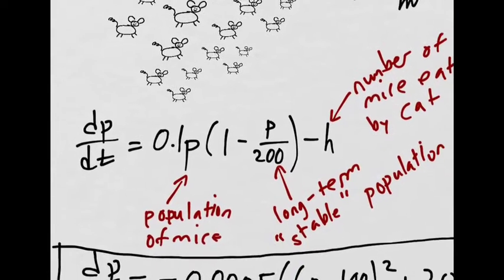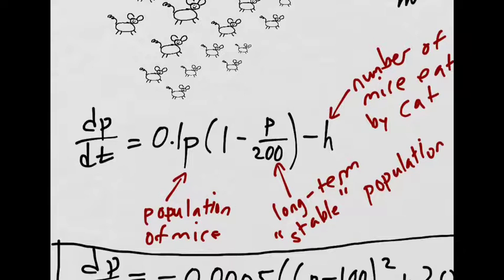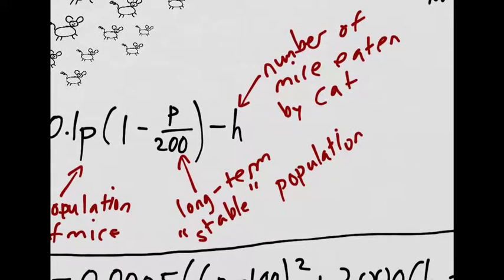So this formula down here is called the differential equation, and it's something you don't really deal with in high school, but basically what it does is it shows how the population of the mice change as time goes on. So P represents the population of mice. This bottom value here, this 200, is the long-term stable population of the mice, given how much food they have, how much water they have. And that's without the presence of the cat. If the cat wasn't around, the population of the mice would probably stabilize around 200 as time went on. This minus H value is how many mice are eaten by the cat per day. And it's negative because the cat eats mice, and so that's going to decrease the population.